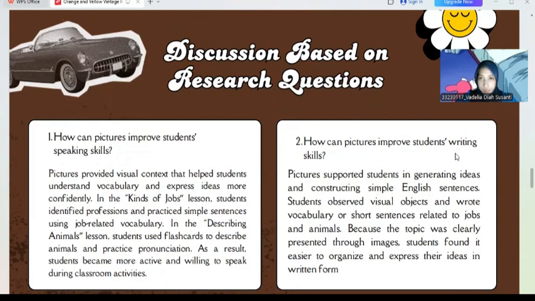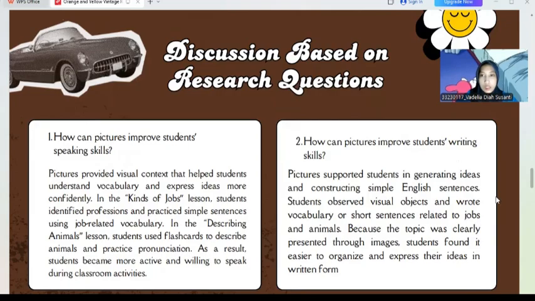And the question two is how pictures improve students' writing skill. The second is that pictures help students generate ideas before they start writing. Instead of thinking about what to write, students simply observe the picture and describe what they see. During the lesson, students wrote vocabulary and simple sentences related to jobs and animals. Because the picture clearly showed the topic, students were able to organize their ideas more easily.